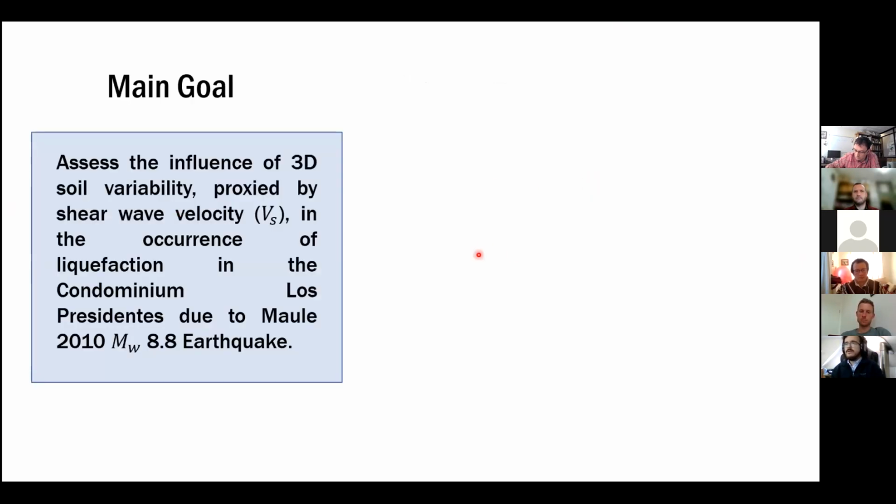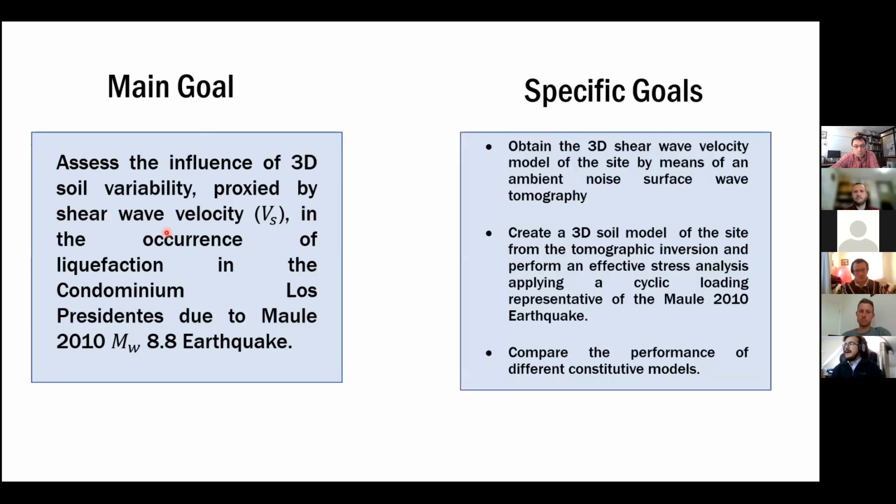Which is our main goal? Our main goal is to assess the influence of 3D soil variability proxied by the shear wave velocity in the occurrence of liquefaction in the condominium Los Presidentes due to the Maule 2010 magnitude 8.8 earthquake. And the specific goals are to obtain the 3D shear wave velocity model of the site by means of an ambient noise surface wave tomography, to create a 3D soil model of the site from the tomographic inversion, and perform an effective stress analysis applying a cyclic loading representative of the Maule 2010 earthquake, and to compare the performance of different constitutive models.